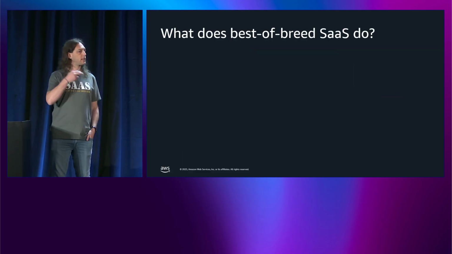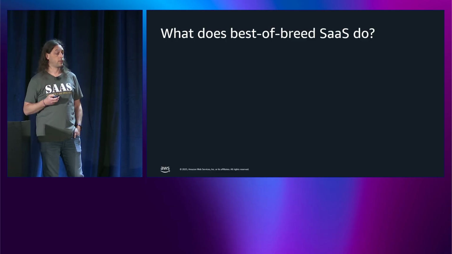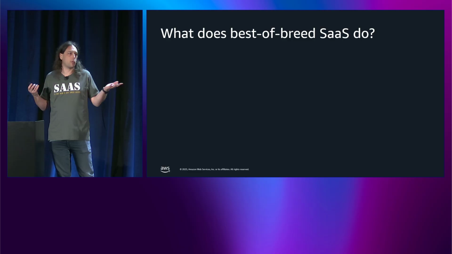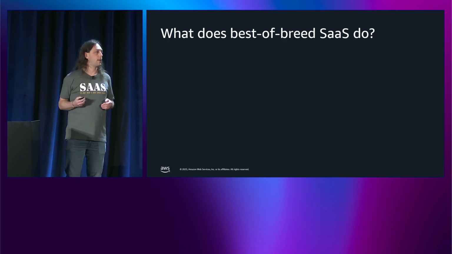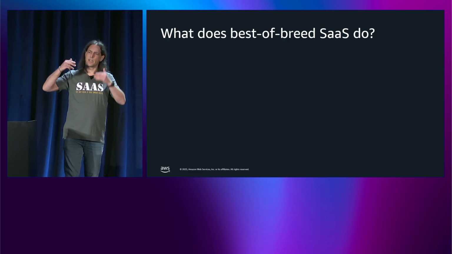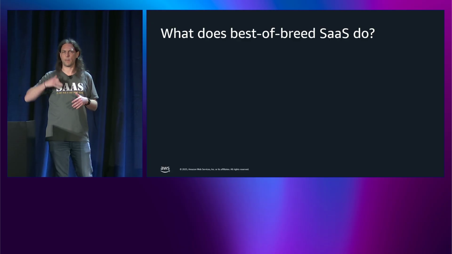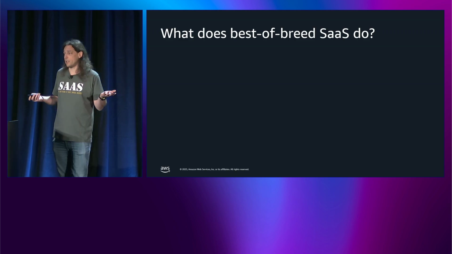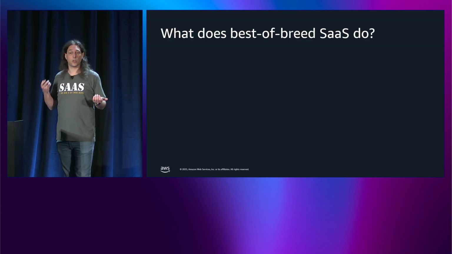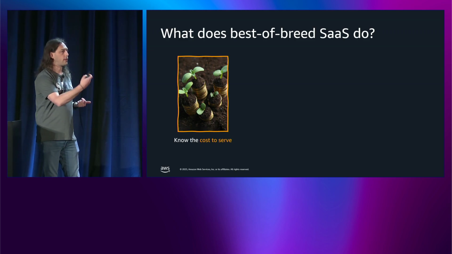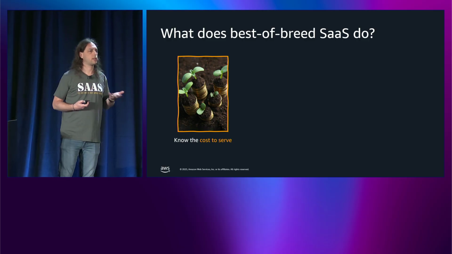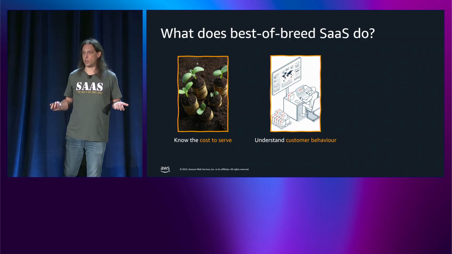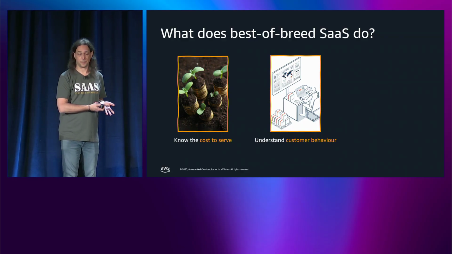Well, let's look at best-of-breed SaaS vendors and what they do. And when we talk about best-of-breed, we're talking about those SaaS vendors out in the market. You probably know them. They are standing above their competitors, right? You can see them, and they always seem to be one step ahead and keep pulling forward. So what's their secret? Well, it's not really a secret. It's they use data. So they know the cost to serve their customers. They've got things like cost per tenant, cost per feature metrics, and they understand what their customers are doing. They've got insights into their customer behavior.